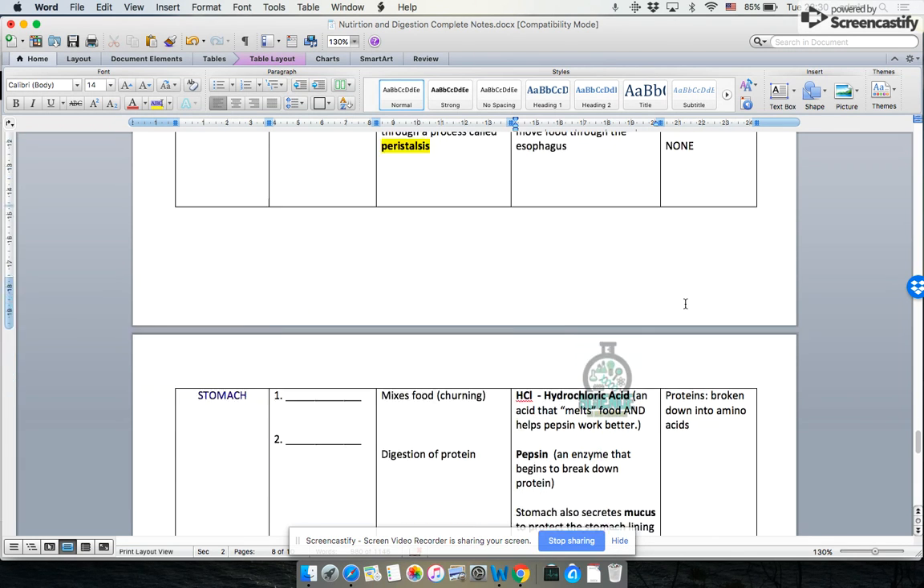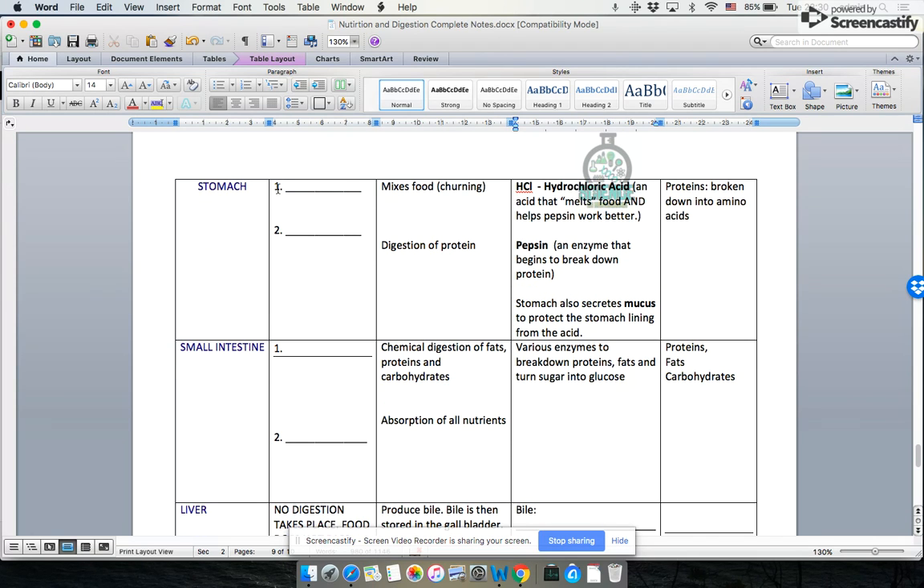Now, if we go to our next page, we have the stomach. In the stomach, there are also two types of digestion. One is mechanical, and the other is chemical. In mechanical digestion, your stomach muscles help to churn the food or to mix the food. Basically, the combination of this mixing with the hydrochloric acid that is found in the stomach helps melt the food and give it a liquid consistency. This in turn helps chemical digestion happen.